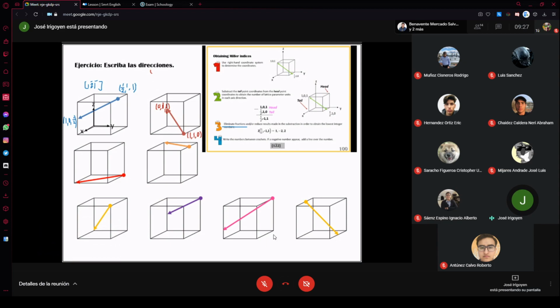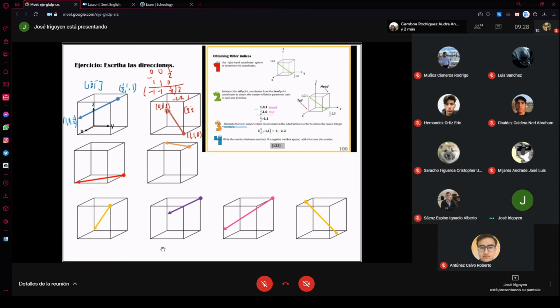So let's calculate the Miller indexes. So you have 0, 0, 1 half, and this minus 1, 1, 0. So you're going to have minus 1, minus 1, and 1 half. You have also a fraction. We need to eliminate it by multiplying by 2. So you have at the end minus 2, minus 2, and 1. So the Miller index for this is going to be this one.